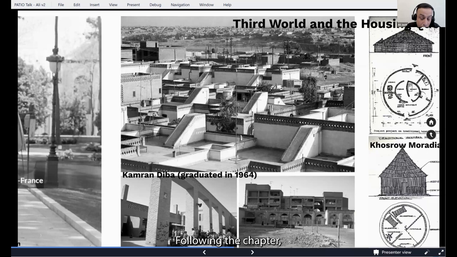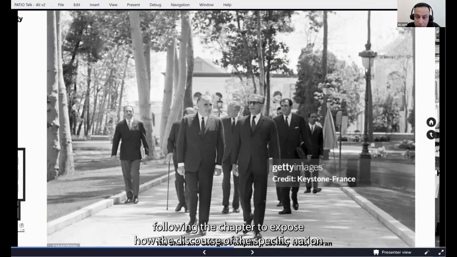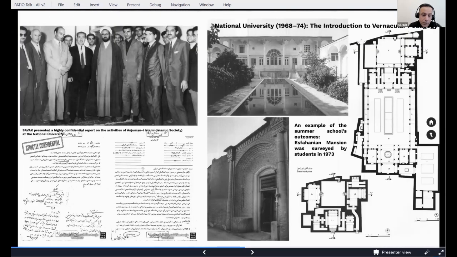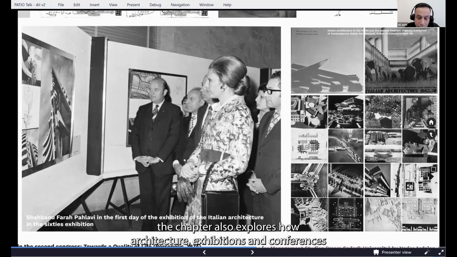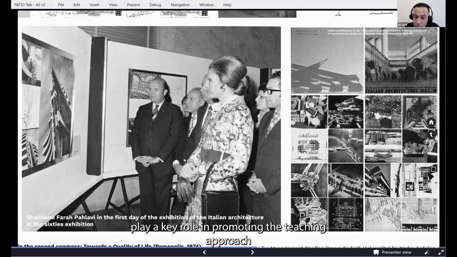Following this, the chapter explores how the discourse of Westoxification and return to oneself shaped anti-Western and alternative pedagogical models by Marxist and Islamic teachers and students in Iranian architecture faculties. It highlights the focus on vernacular architectural pedagogy, especially in the poor and undeveloped areas. In this context, the chapter also explores how architectural exhibitions and conferences play a key role in promoting the teaching approach that values tradition and cultural heritage over modernism and rapid development.